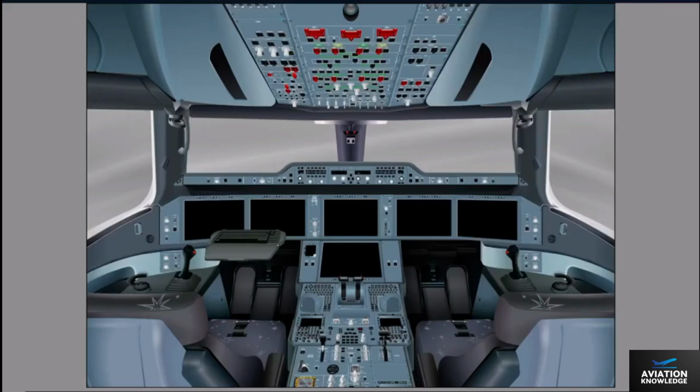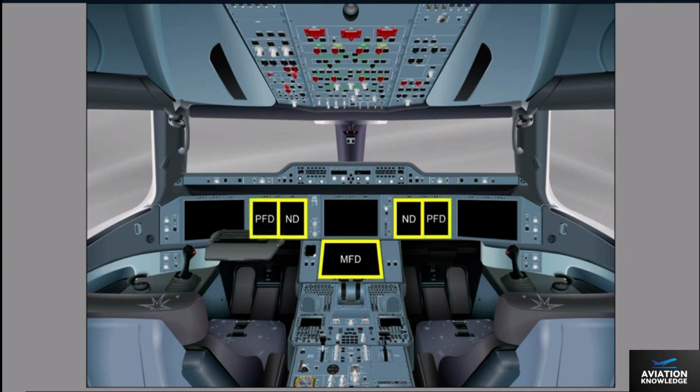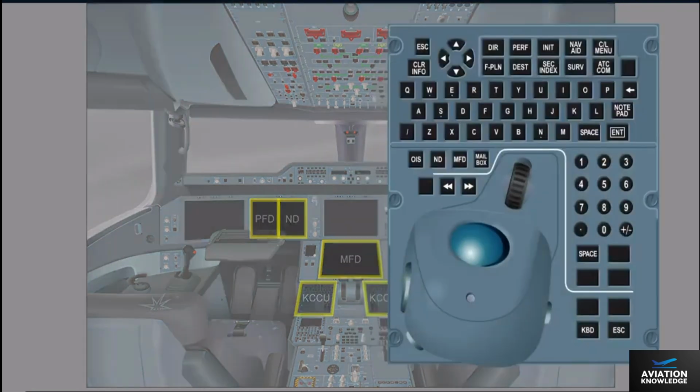Flight Management System information appears on the multifunction displays, MFDs, the navigation displays, NDs, and the primary flight displays, PFDs. The MFDs and the NDs are interactive displays that the flight crew uses to enter or modify data via the keyboard and cursor control units, KCCUs.